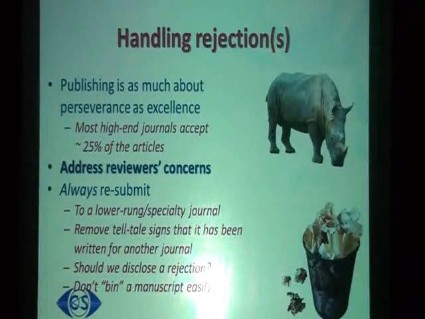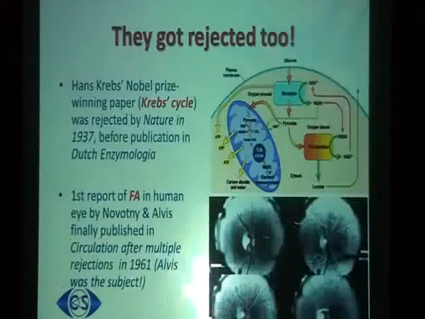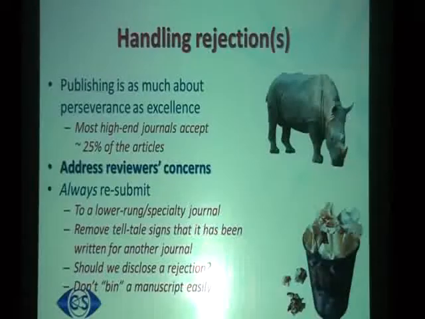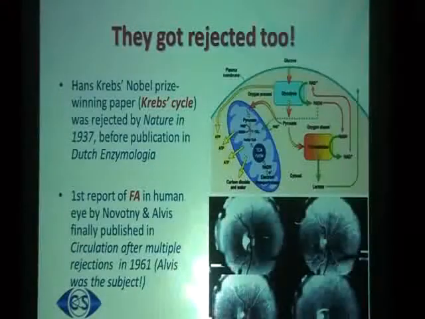There is a controversy on whether we should disclose the rejection or not. Journals always encourage us to disclose the rejection, but some of my senior colleagues said that when I did the same for one article, it does not always invite a second rejection, but most people don't do that. Whatever you do, you should not put a manuscript in a dustbin easily. Remember that Hans Krebs' Nobel Prize winning paper on the Krebs cycle was rejected by Nature before it got published in a small journal called Enzymologia. In fact, Krebs got a letter of apology from Nature after he received the Nobel Prize.